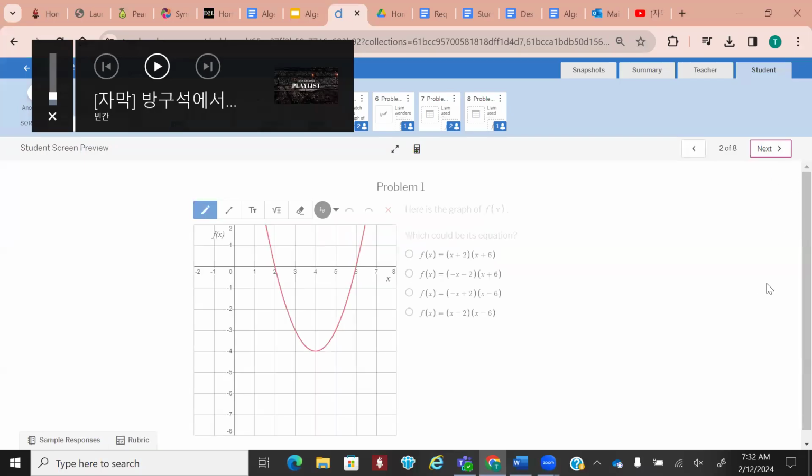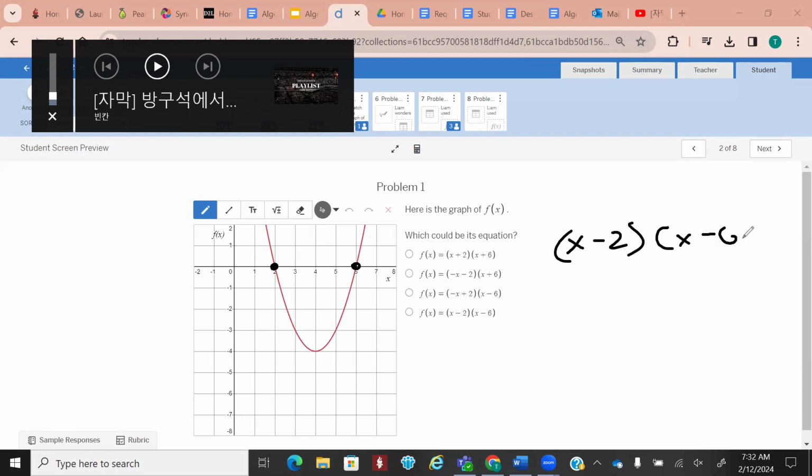So let's chat about this a little bit. Which one could be this equation? Well, last week we talked about x-intercepts. With x-intercepts, we're going to switch the sign. And so these two are 2 and 6. So if we switch the sign and then wrote it out in factored form, this is what we would get. And that answer is this guy. All right, on the next one.